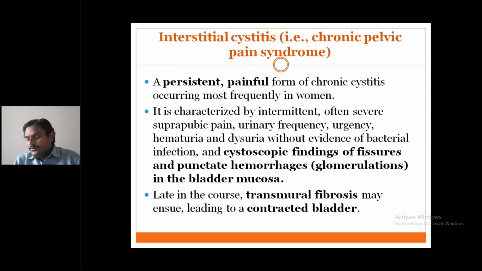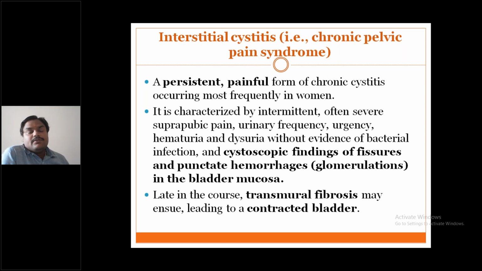Okay. If you do a cystoscopy, what you see are fissures and punctate hemorrhages within the bladder mucosa, which are called glomerulations. This is a very diagnostic feature of interstitial cystitis. This glomerulation finding is an endoscopic, cystoscopic finding.